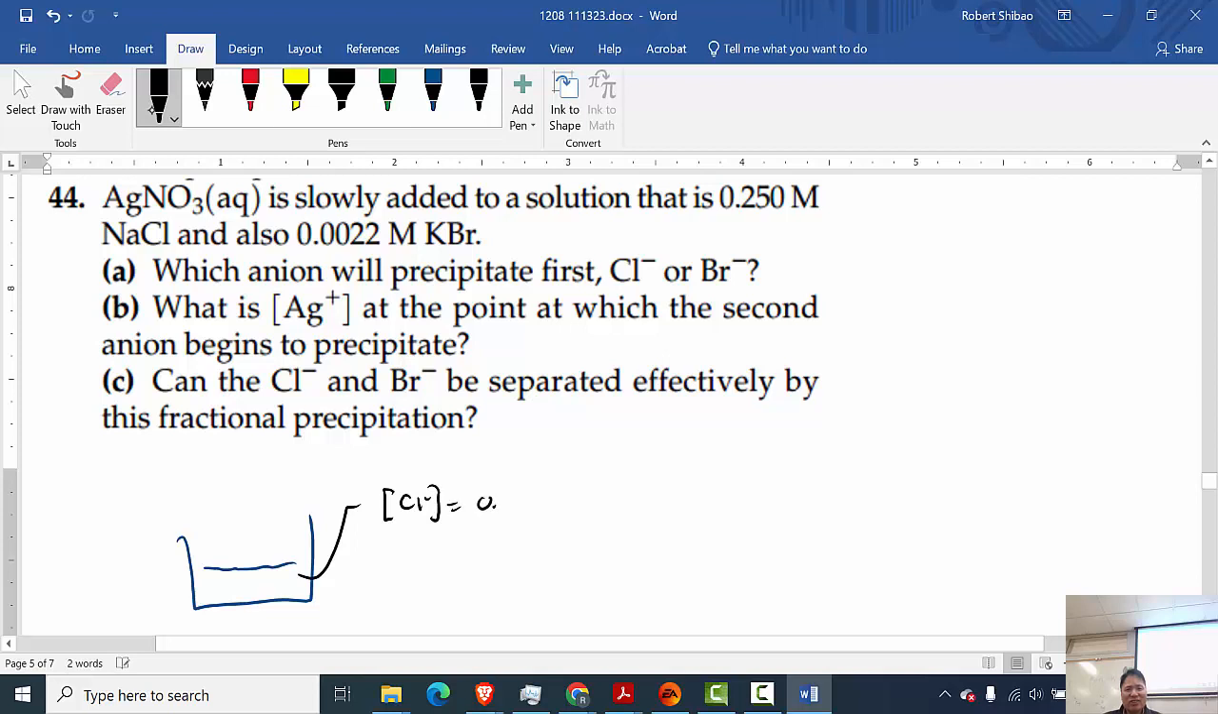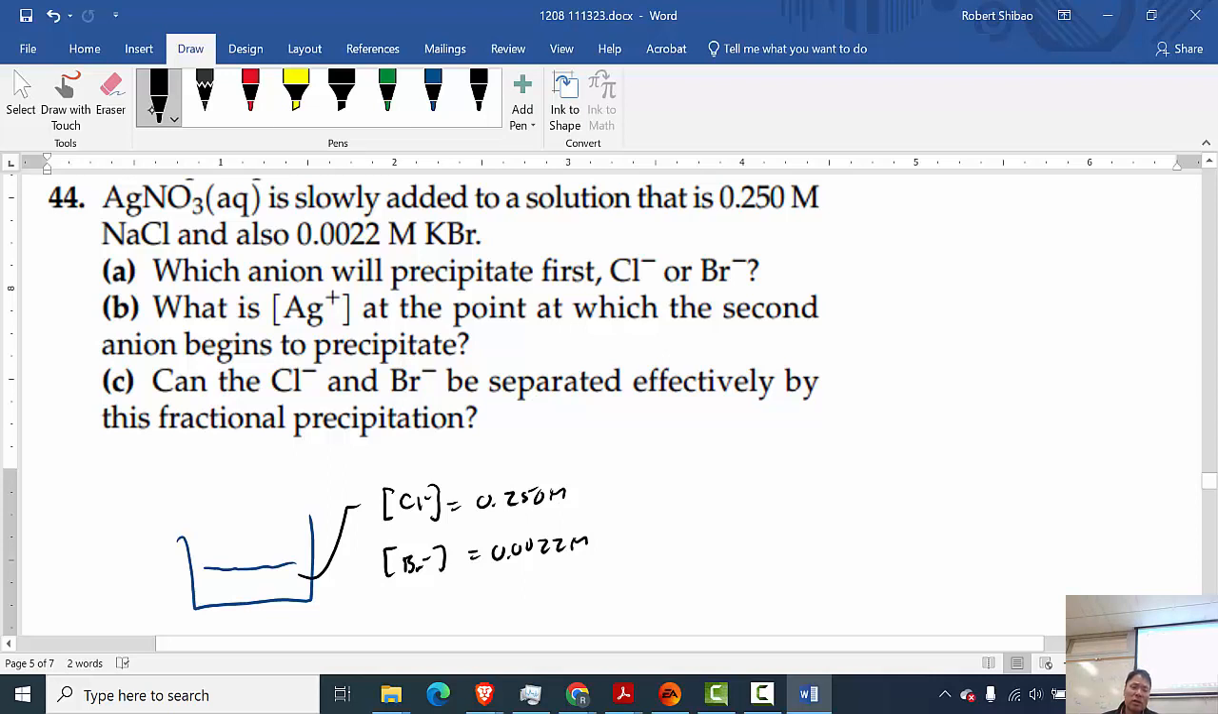And so the chloride concentration is 0.250 molar, and the bromide concentration is 0.0022 molar. Chlorides, bromides, and iodides are all soluble except for silver, lead, and mercury.